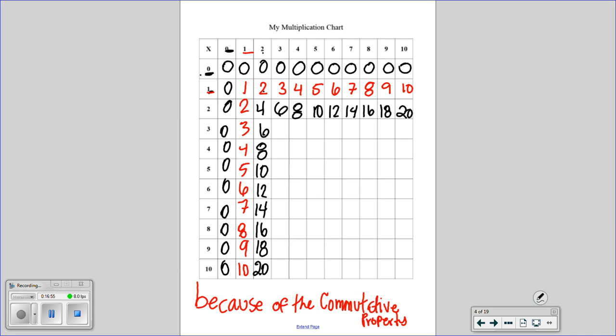You guys got a lot of this multiplication chart already filled out. I know how to count by 2. Awesome.